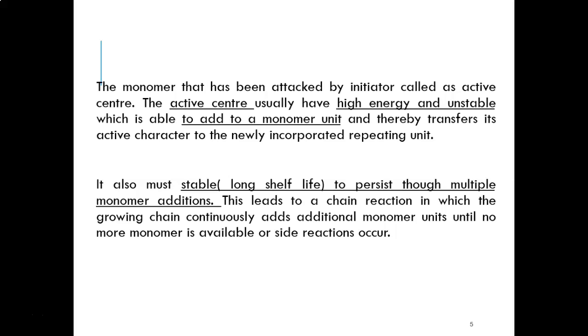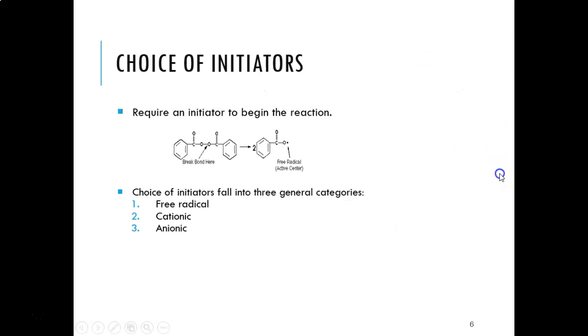It also must be stable, which is to have a long shelf life to persist through multiple monomer additions. This leads to a chain reaction in which the growing chain continuously adds additional monomer units until no more monomer is available or a side reaction occurs. So the principle of chain growth is the addition of the monomer together with the active center to attack another monomer to produce a growing chain and finally to produce a polymer at the end of the termination process.